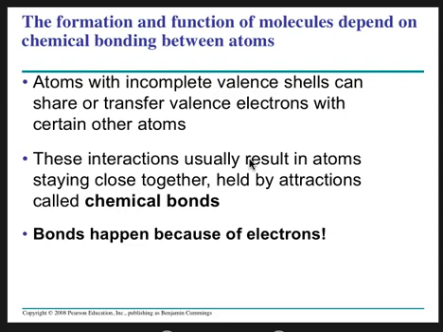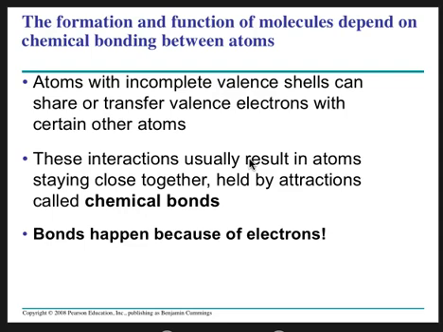Why electrons are so important to us is because they are the subatomic particle that creates the chemical bonds. We don't get molecules and compounds without electrons. They are the attractive forces between elements. And so any atom with an incomplete valence shell can either share its electrons, right? Or it can actually even transfer valence electrons. It can steal electrons from another, or it can give them up and let somebody else have them.